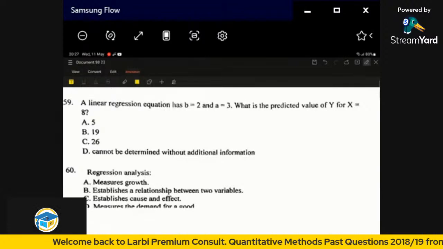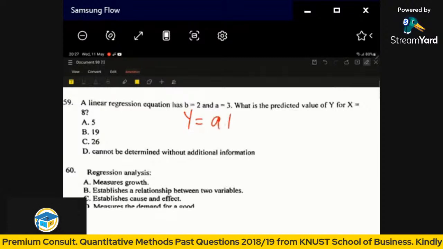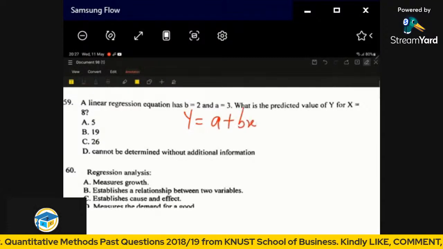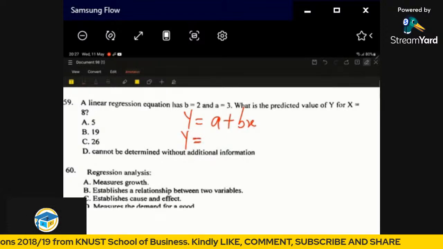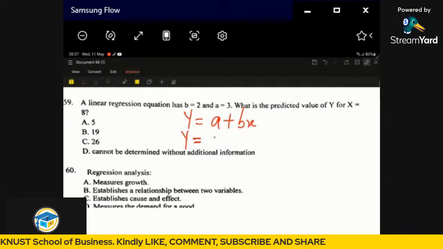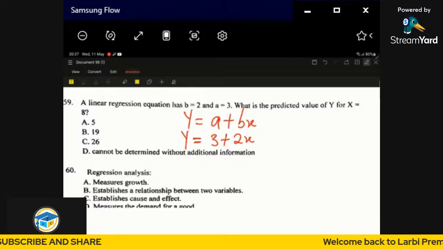So we know that for a regression equation, y is equal to what? A plus Bx. And we have defined that b is equal to 2 and a is equal to 3. So a is substituted with 3 here, and we know b to be 2, so 2x. So once you have this equation, you are saying, what is the predicted value of y for x to be equal to 8?